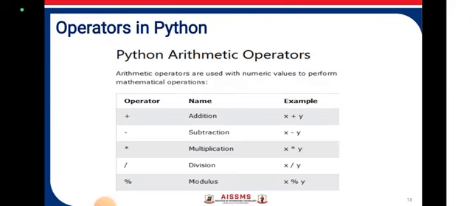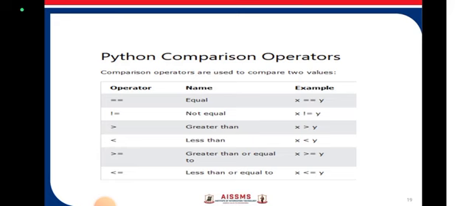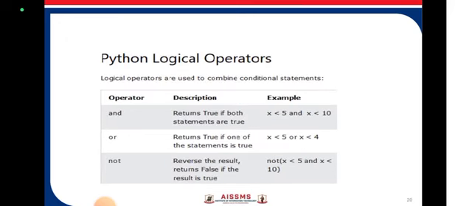The next topic is operators in Python. There are multiple operators in Python. Arithmetic operators: addition, subtraction, multiplication, division and modulus. Next, comparison operators: equal to, not equal to, greater than, greater than or equal to, less than or equal to. Next, logical operators: logical and, logical or, and logical not. This is the description with examples.